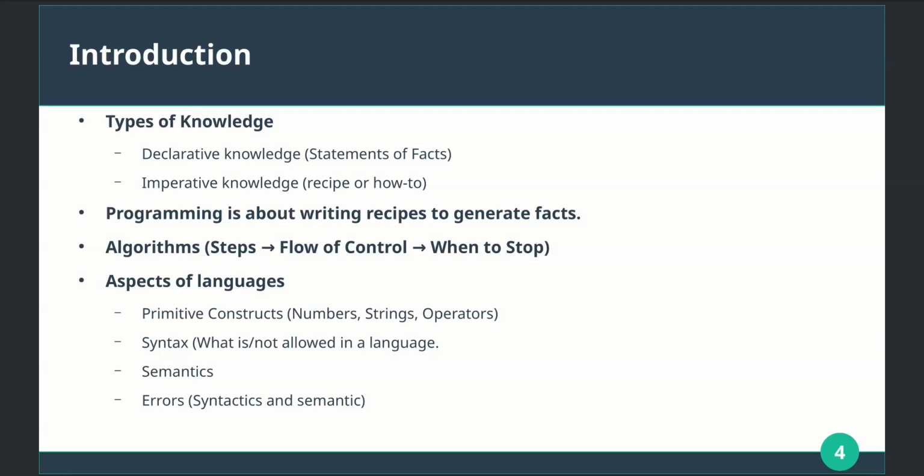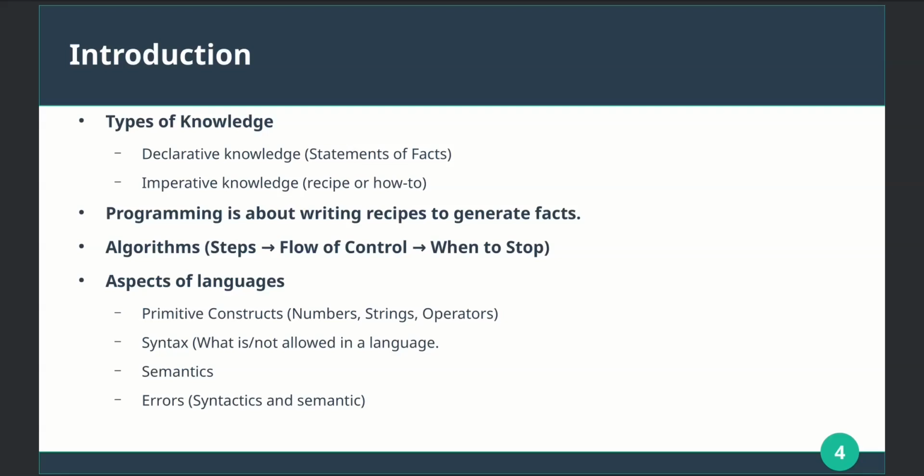Next up, we're going to talk about algorithms. Algorithms have to do with steps, flow of control, and when to stop. What does this mean? Let's define an algorithm. An algorithm is a finite step-by-step procedure used to solve a problem or perform a particular task. A finite number of steps used to solve a problem or perform a task.